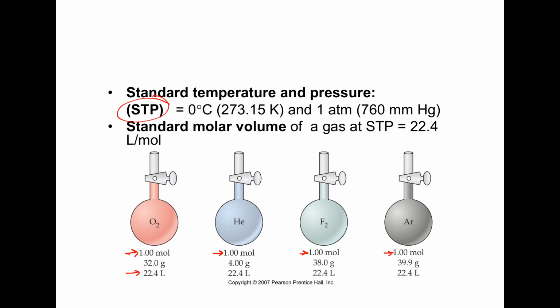What's interesting about this is that even though each one takes up 22.4 liters, each one has a different mass. Look at the masses here. The oxygen weighs 32, the helium is much lighter at 4. So they have the same volumes but different masses. That means that the densities of gases are going to be different. The volumes are the same, the masses are different, so the densities are going to be different.